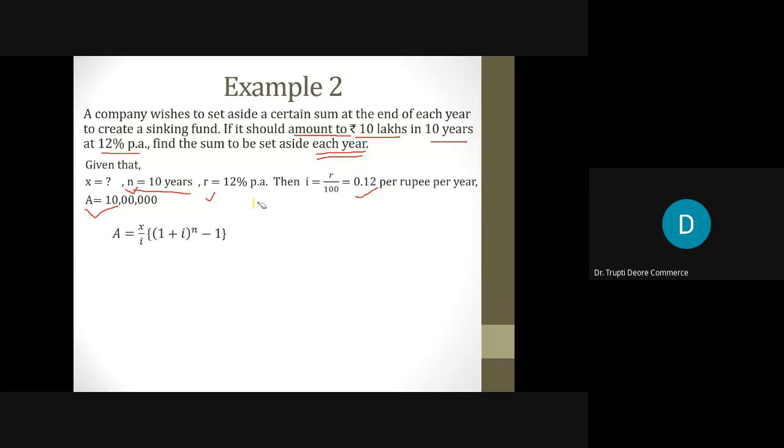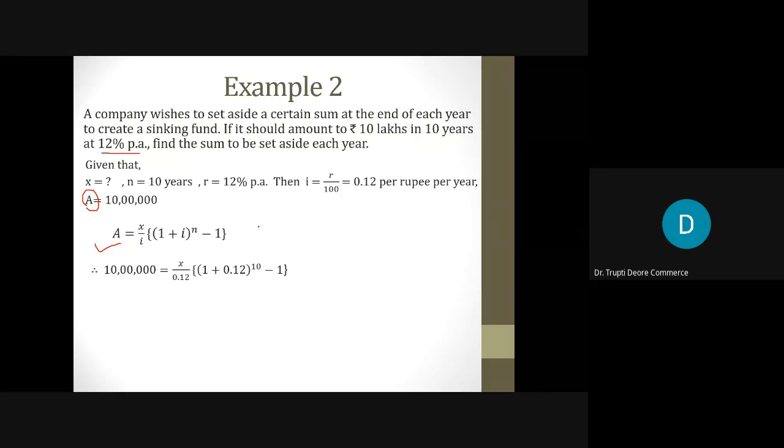Okay, let's start the solution. We have to find out x, right? But what is given? We have been given the amount A. So we use the formula for A: A is equal to x upon I into bracket (1 plus I) raised to n minus 1. Just put in the values.